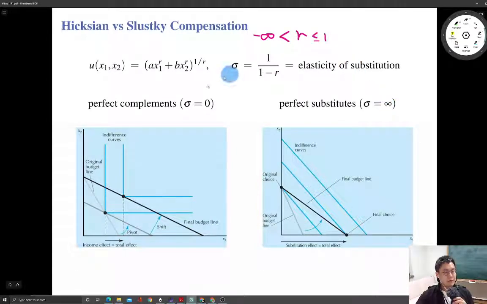And then the other extreme case is a perfect complement. So when R approaches negative infinity and sigma approaches 0, the degree of substitution is almost 0. So two goods are not substitutable. It can be shown that as R approaches negative infinity, this CES function approaches the Leontief preferences. So the indifference curve has an L shape like this.